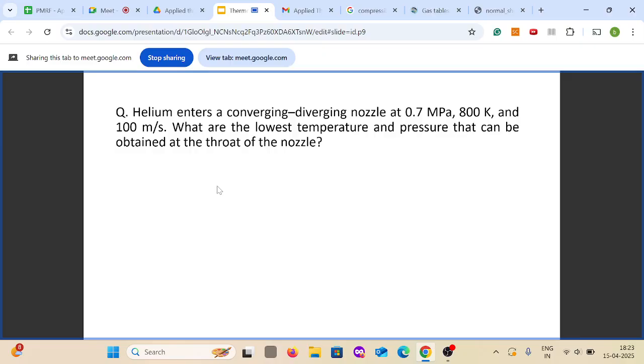Next: helium enters a converging diverging nozzle at 0.7 megapascal, 800 Kelvin and 100 meters per second. What are the lowest temperature and pressure that can be obtained at the throat of the nozzle? So we have a converging diverging nozzle entering at 0.7 megapascal, which is 7 bar, and 800 Kelvin, and velocity is 100 meters per second.